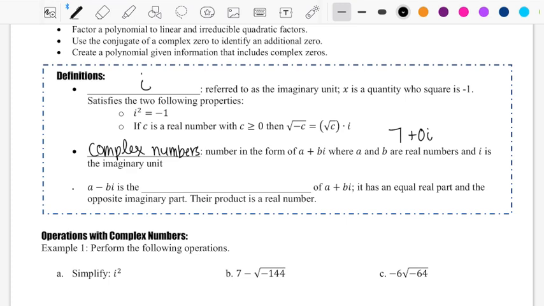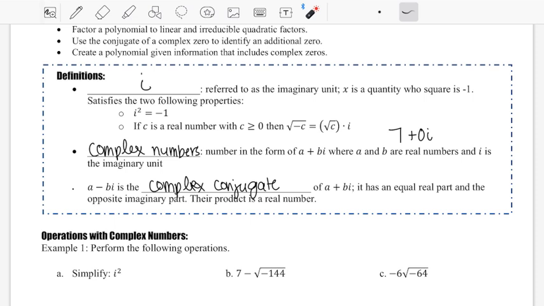We also need to talk about what we call the complex conjugate. And the complex conjugate is just the exact same thing as that complex number where we had a plus bi, except that the sign in front of the i term has now switched. You'll notice a stays the same, but the sign in front of the i term is the opposite. That's what we call a complex conjugate.